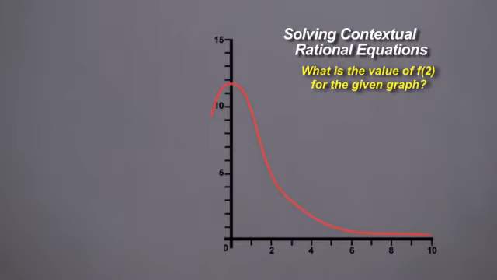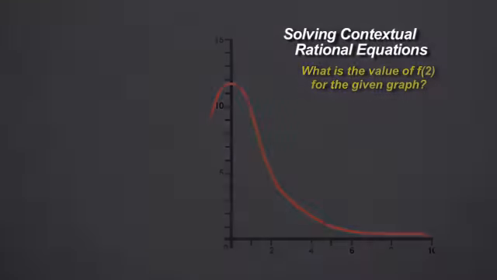Let's look at another example. What is the value of f of 2 for the given graph? Looking at the graph, we see that the value of f of 2 is about 5.